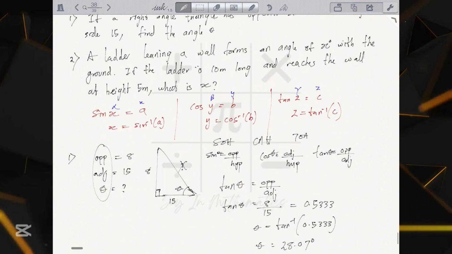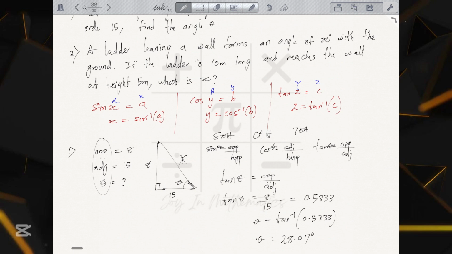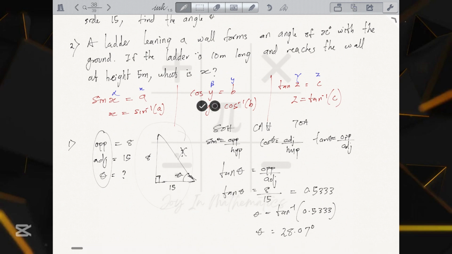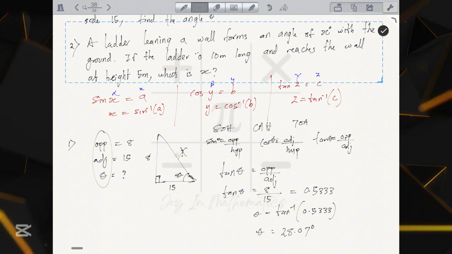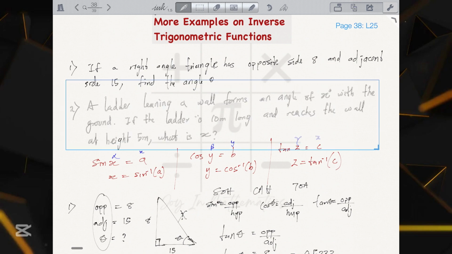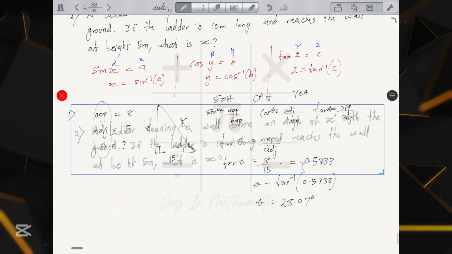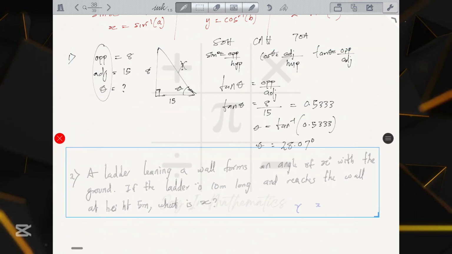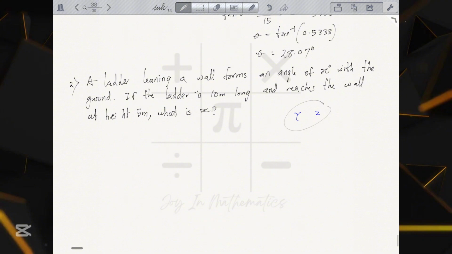So we can see how simple it is to solve an application question. The first thing to do is to draw a graphical representation, and the graphical representation will give us a guide on what to do. Now the next question says a ladder is leaning on a wall. Let's duplicate this. Okay, duplicated, and let's solve together now.